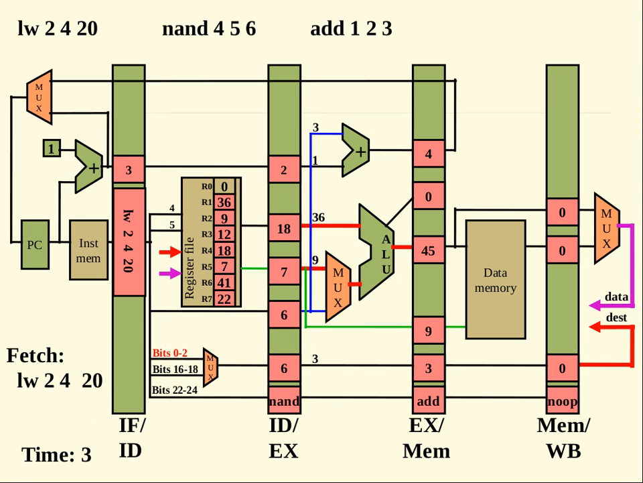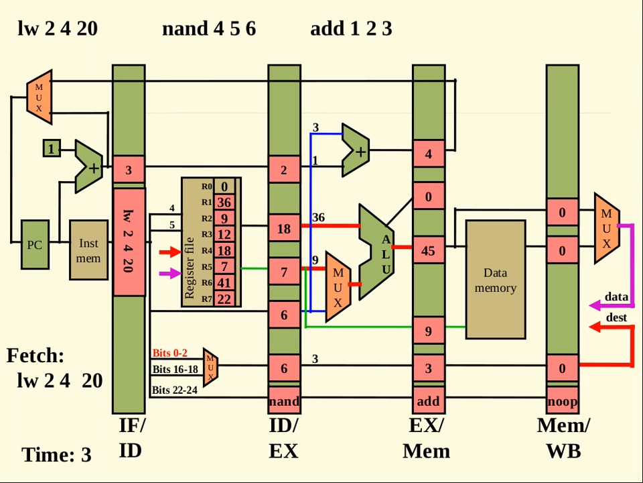Everyone good so far? Now, notice that the add is in execute. It's going to go ahead and add 36 and 9, which gets 45. PC plus 1 plus offset is 4. We don't care about that, but we did it anyway because it's a circuit. It stored off a couple other pieces of information.